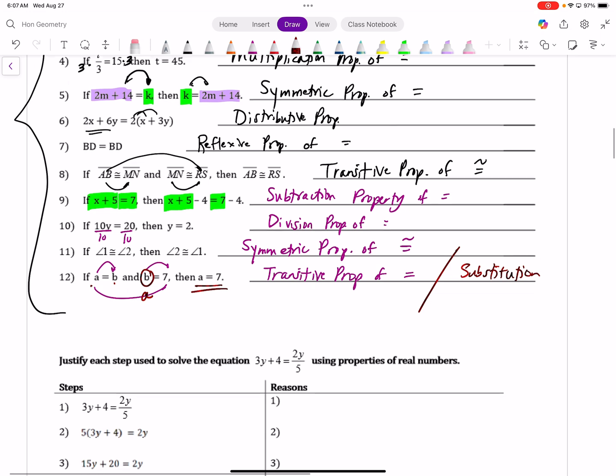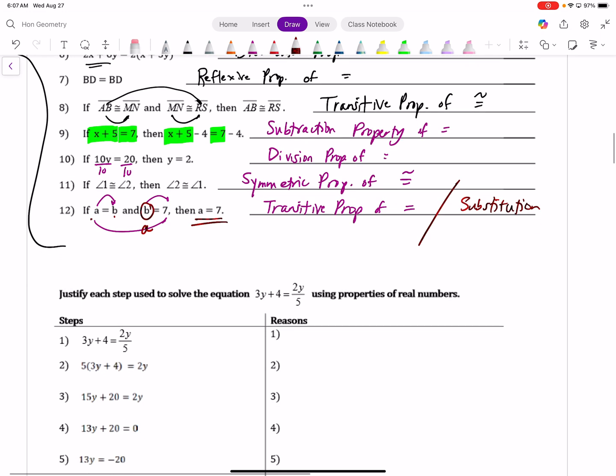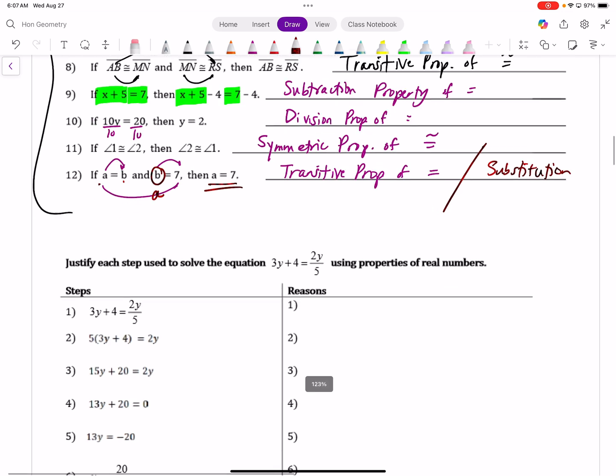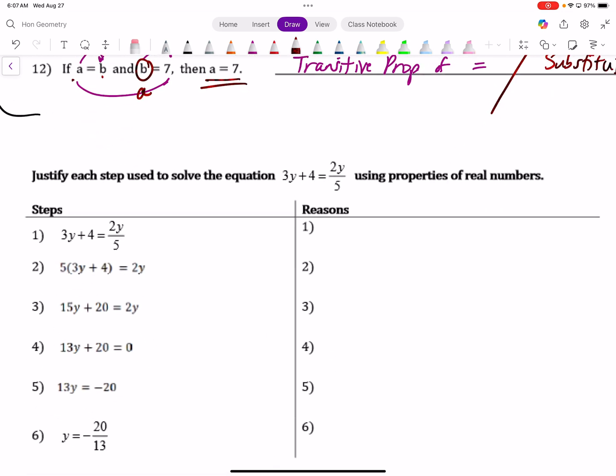Either one would be true. I guess more folks would say it was transitive property because they know what the transitive property is. All right, so justify each step used to solve the equation 3y plus 4 is 2y over 5 using properties of real numbers. So first, you're going to write the problem down.